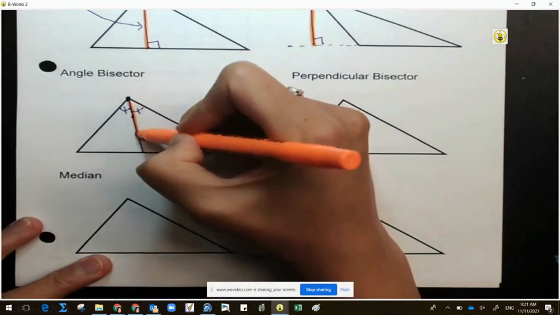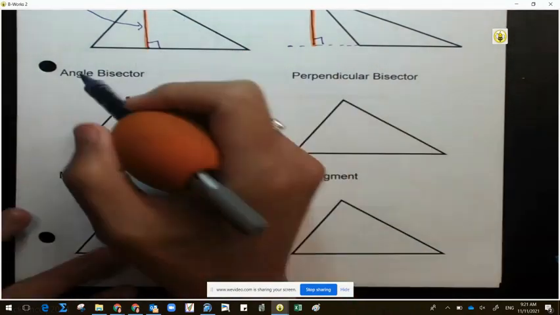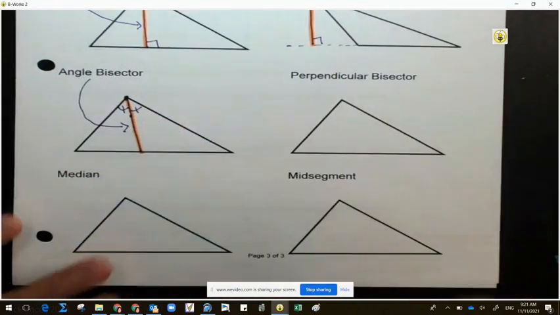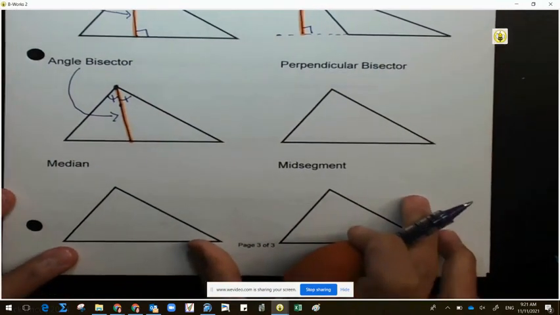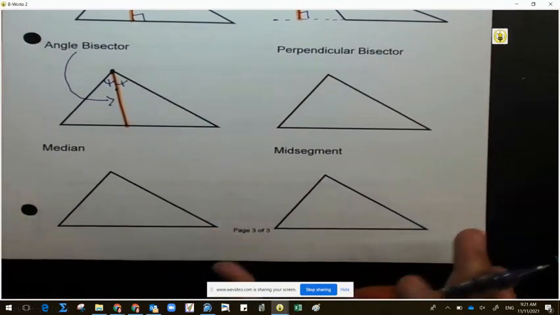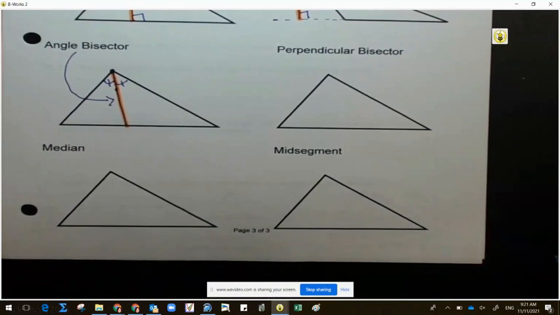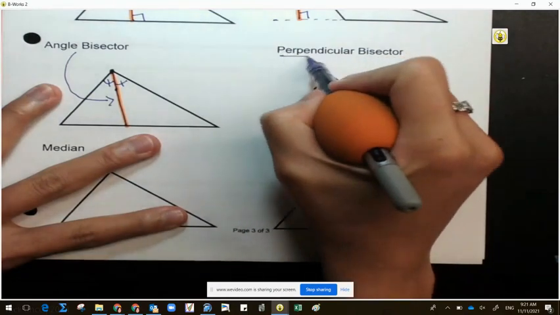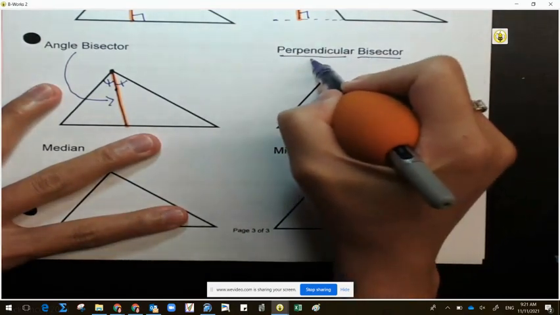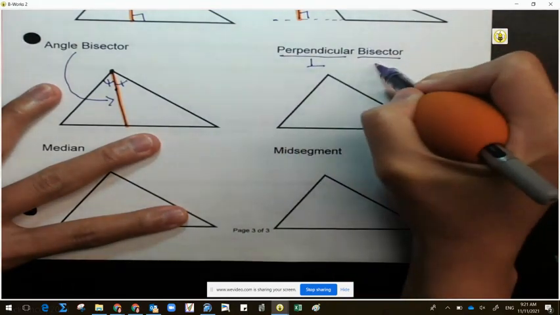This is the angle bisector right here. So I'm going to draw the arrow to say the segment is the angle bisector. How many things must be met for a perpendicular bisector? Two things. It must be perpendicular and it must go through the midpoint.